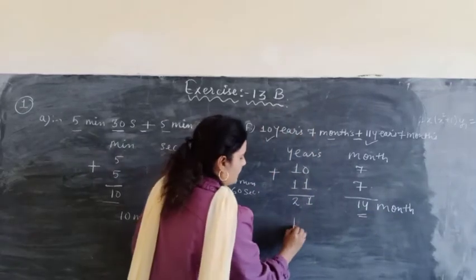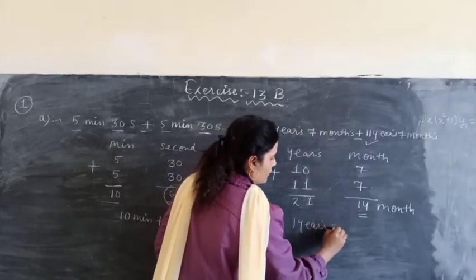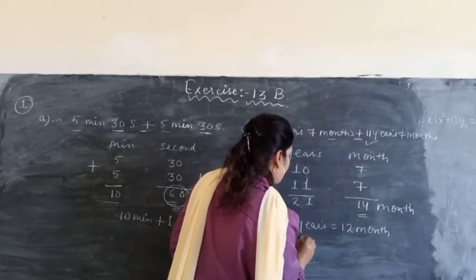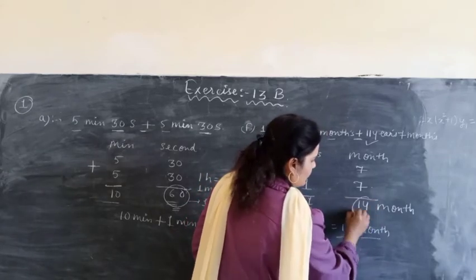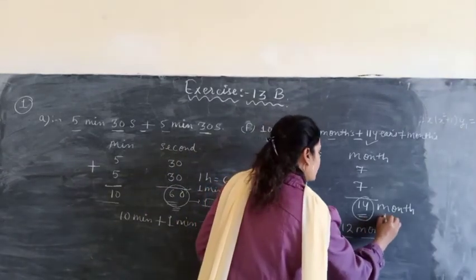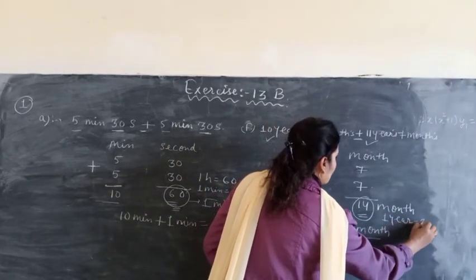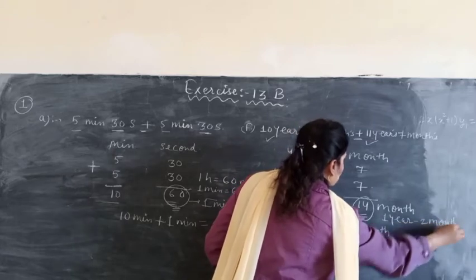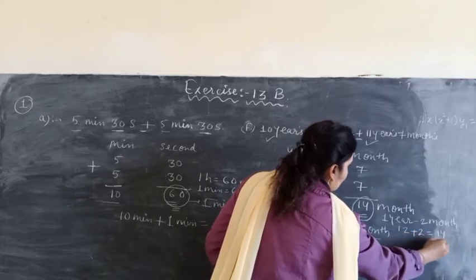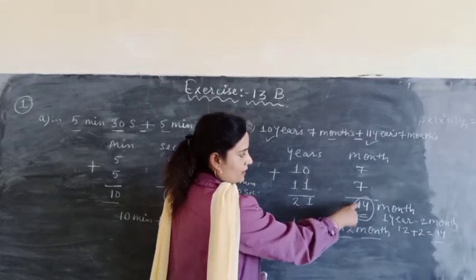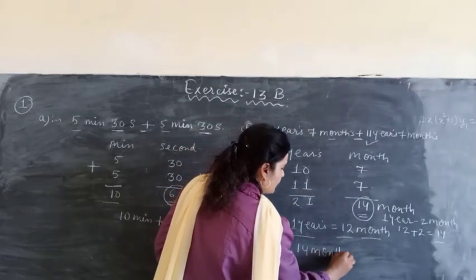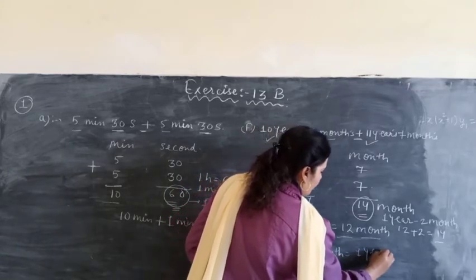So we know that in 1 year there are 12 months. एक साल में कितने मंथ्स होते हैं, हमें पता है 12 months. So here is 14 months. We can write it as 1 year and 2 months, because 1 year is 12 months plus 2 months is 14 months. So we can regroup these months into a year. हमने 14 months को regroup करा है 1 year and 2 months.